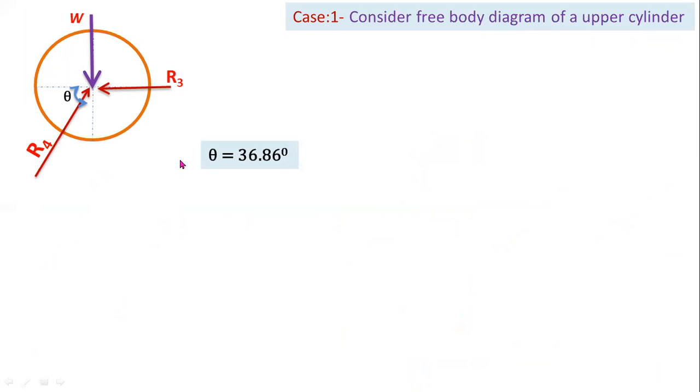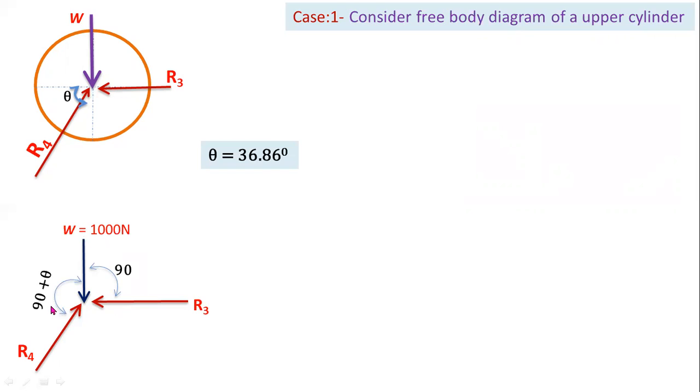From here you can observe there are three forces, so you have to apply Lamy's theorem. Now you have to calculate the angle between two forces. Here this is a horizontal force, and this is a vertical force, so the angle is 90 degrees. Now here the angle is 90 plus theta, so 90 plus theta is the angle between these two forces, and here the angle between these two forces is 180 minus theta.